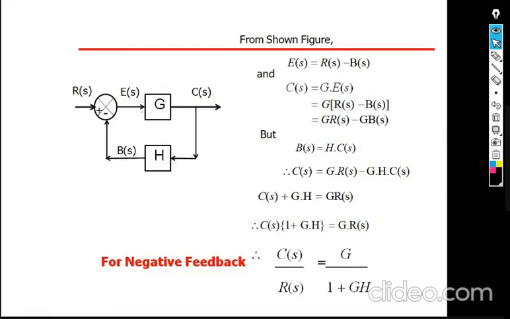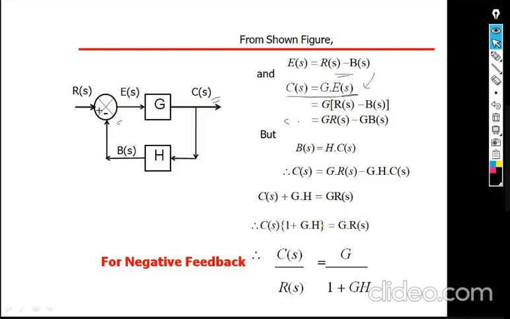First of all, let me consider it as minus. Now from the knowledge of your basics, what is the output C of S mathematically? The output C of S is equal to G into E of S, G into the input E of S. Now the transfer function is C of S by R of S, but I don't want E of S. So how can I eliminate E of S? I can write E of S equal to R of S minus B of S, where B of S is the signal coming from the feedback. Substituting this expression here, you get G into R of S minus B of S.